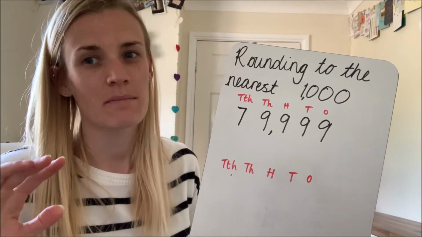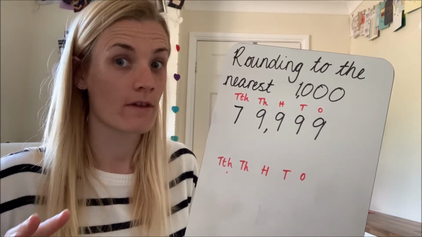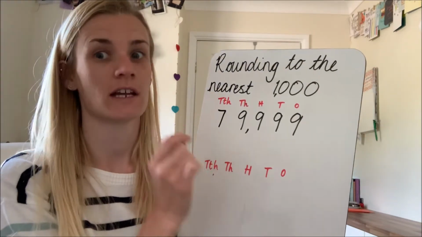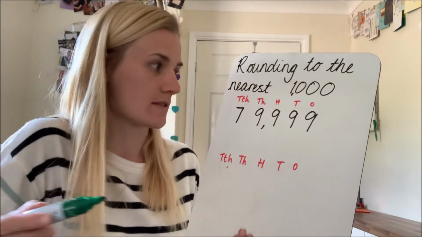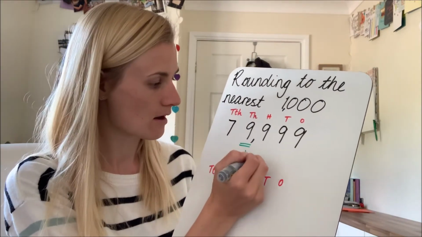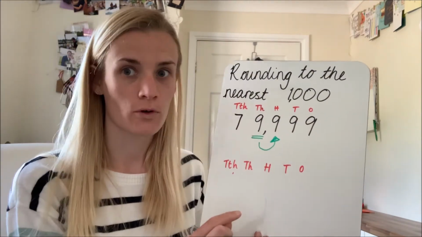Sometimes our numbers can make it just a slightly little bit more complicated. So we're going to look at one of them now. So I've got 79,999. I'm still rounding to the nearest thousand, so my first steps are the same. Find my thousand column, look next door, okay? 5 or more, let it soar. 4 or less, let it rest.